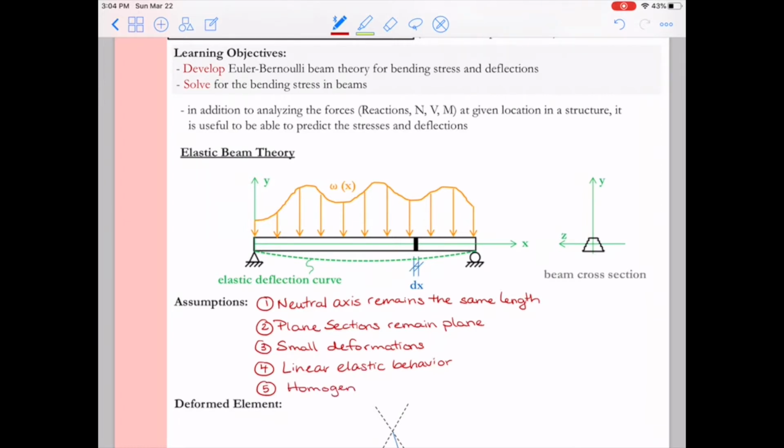This is going to be very applicable for all kinds of metals. You know, we do steel, aluminum, brass, copper. All kinds of metals fall into this homogeneous material behavior. So hope you're ready to get started. Let's take a look at more about these assumptions.